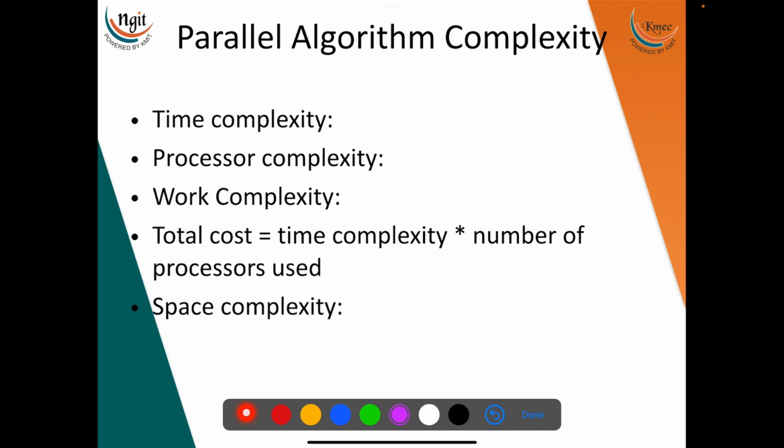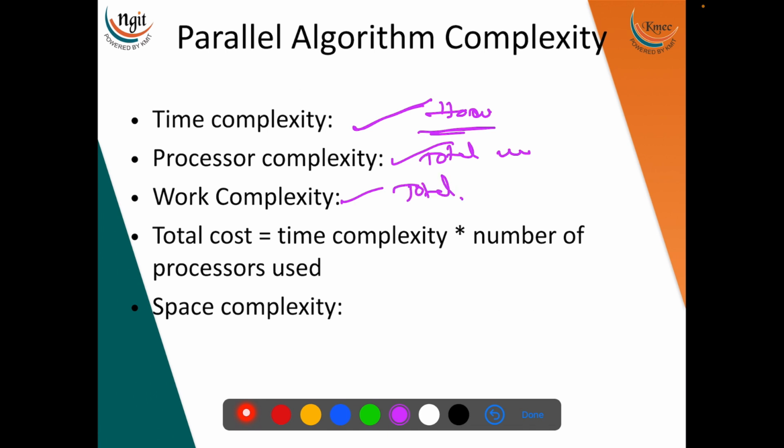Now we'll see how the complexity of the algorithm will get calculated. Basically a parallel algorithm is analyzed mainly in terms of its time complexity, processor complexity and work complexity. What is time complexity? The execution time required to execute the steps of the algorithm. That means how many steps are needed to complete the algorithm. What do you mean by processor complexity? The total number of processors used to complete the work. Work complexity is the total cost. The total cost formula is time complexity times the number of processors used. So this is about calculating complexity.